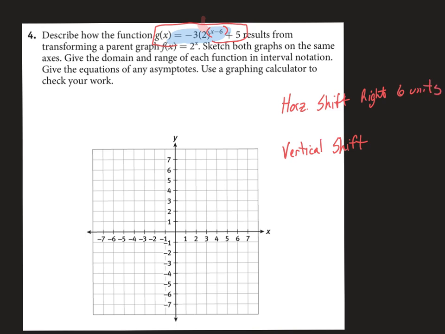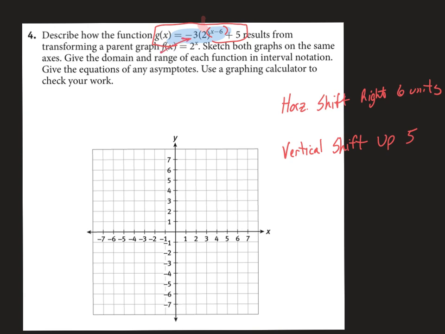So we are right 6 units. The vertical shift, outside of the parentheses, does what it's supposed to. So +5 is actually up 5. So there's our horizontal and vertical shifts.